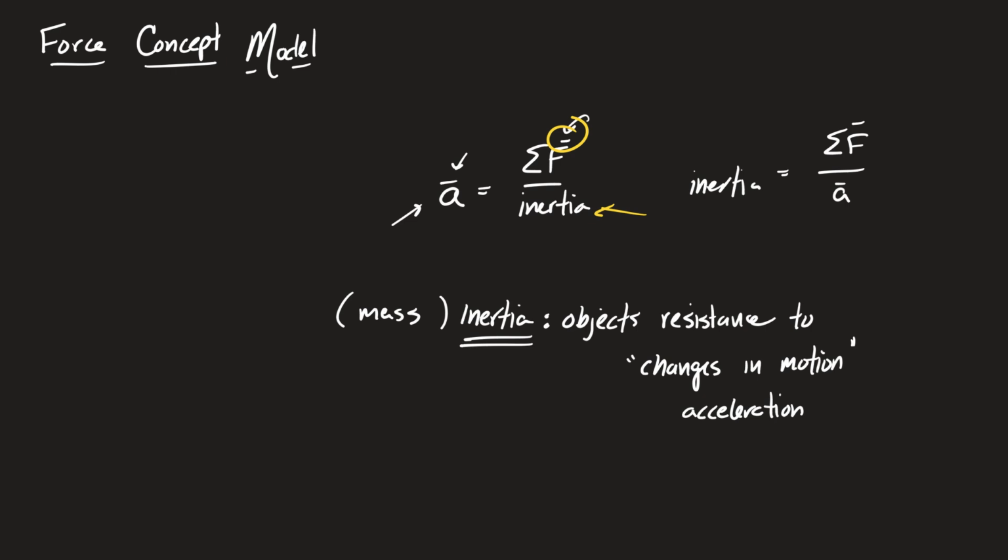But mass is unique in that, of all the intrinsic properties out there, mass is the only one that really has two different properties. There's the inertia part of mass, but there's also the gravity part of mass. Mass does create gravity and is acted on by the gravitational force.